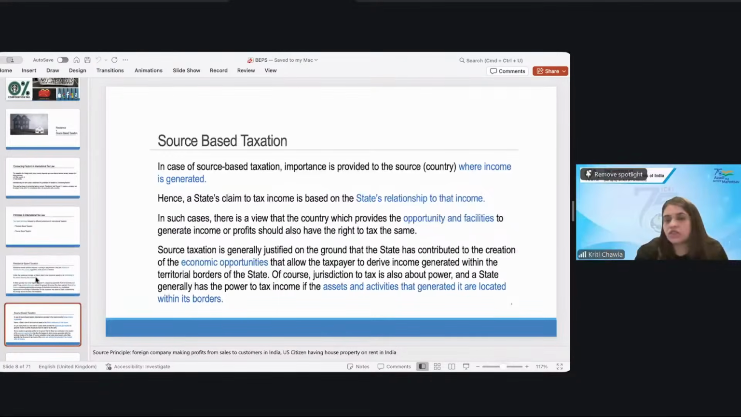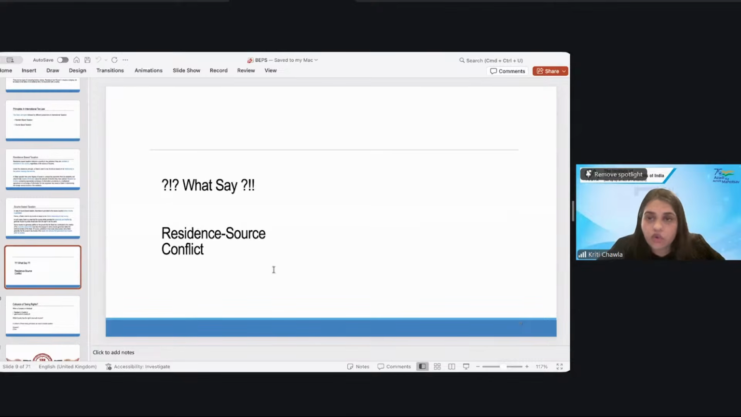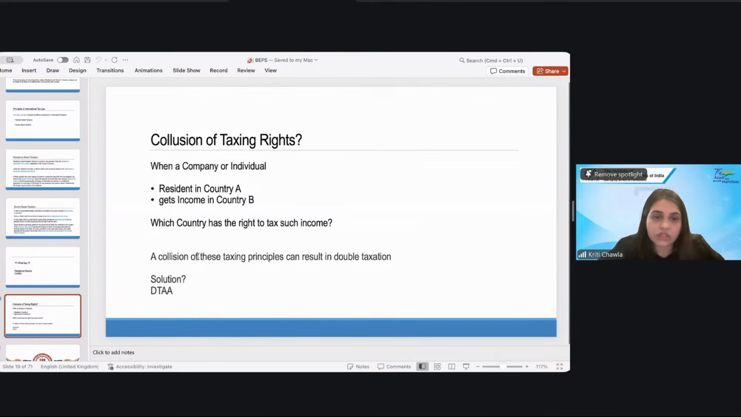Of course, the jurisdiction to tax is also about power, and a state generally has the power to tax income if the assets and activities that generated it are located within its borders. So that's source-based taxation. The point is, what happens if there is source-based taxation and there is residence-based taxation also? There could be a conflict between residence and source.